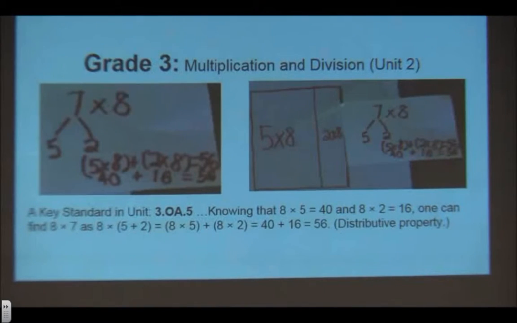So Laura saw this shape, and the area is? 7 times 8. And so 7 times 8 was hard. How'd you make it easier? I broke it up into 5 times 8 and 2 times 8. And what'd you learn? 5 times 8 equals 40, and 2 times 8 equals 16. And when you add them? 56. So it's 7 times 8? 56.